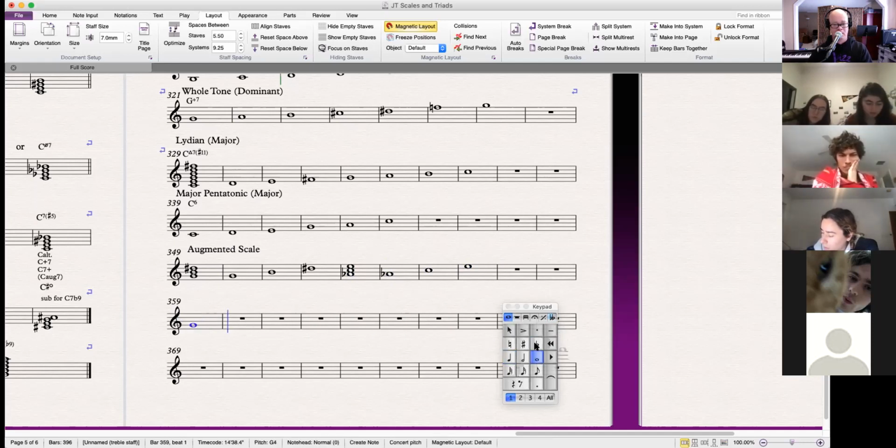G, A flat. The next note is B. Next note is C. D sharp. E natural. And that's it. 1, 2, 3, 4, 5, 6. All right. So this is an augmented scale. Very exotic sounding.